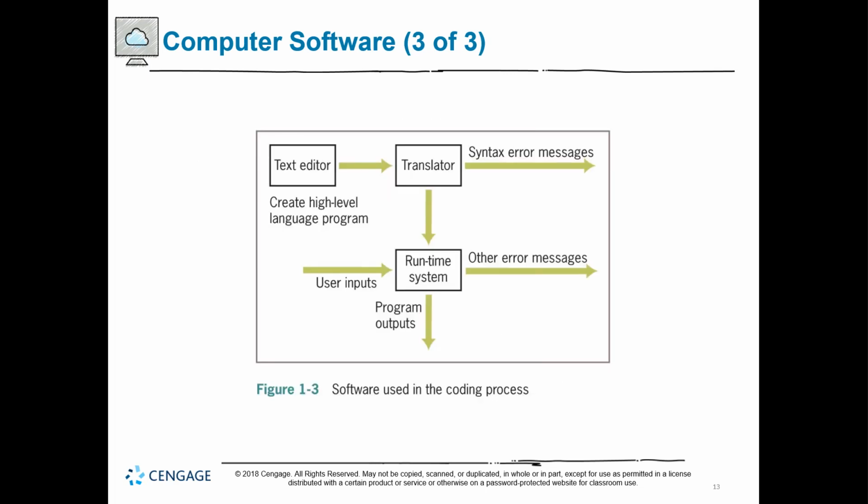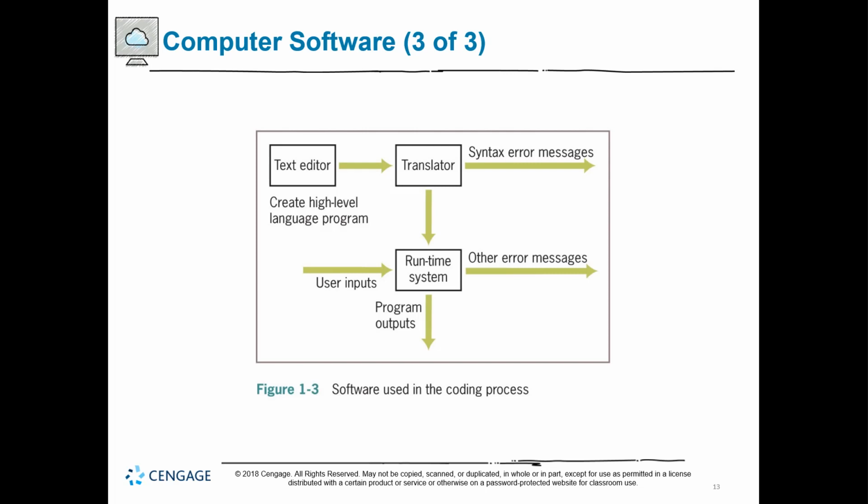Here's an example of a text editor going into a translator. If there's a syntax error, then we're going to get an error message. If no syntax error exists, the translator will send it down to a runtime system. The runtime system may also take user input. Again, if there is a syntax error, it may kick it out as an error. If not, then we'll get an output, or program-based output. And this is a pretty common review of how applications function.